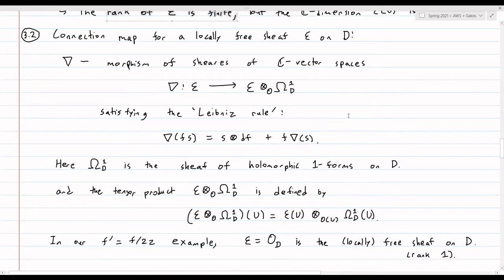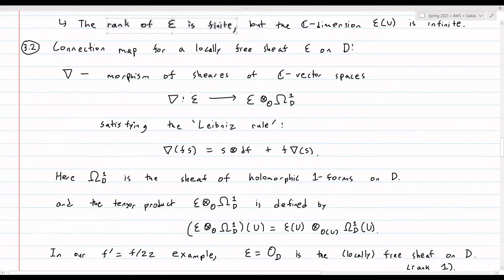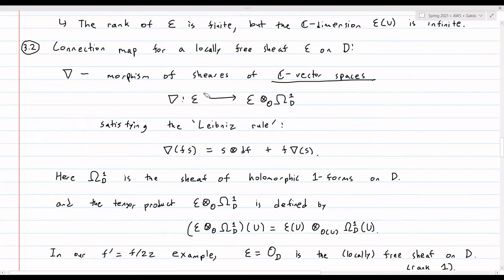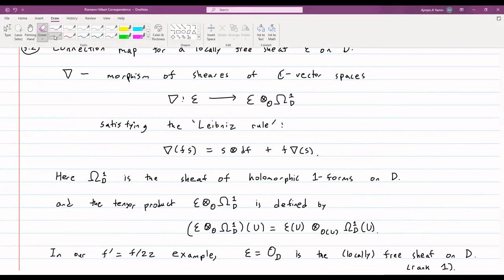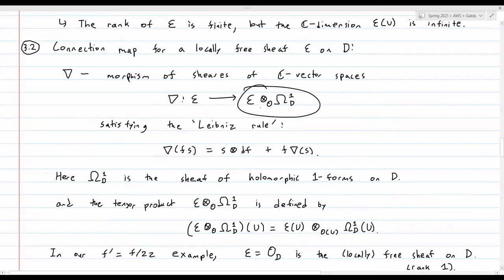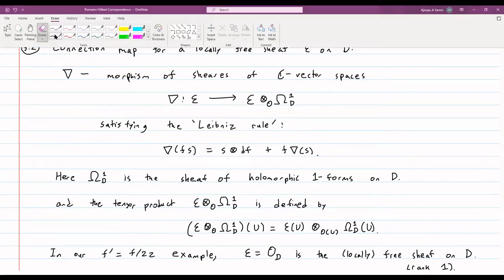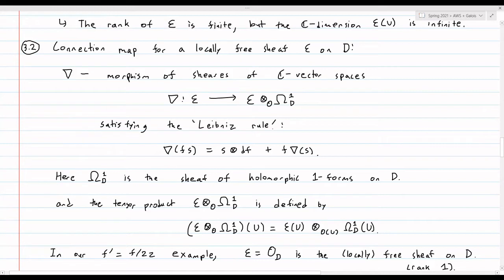Okay, and then a connection map for a locally free sheaf E on D is going to be a morphism of sheaves of complex vector spaces. Remember, E is a sheaf of O-modules which is locally free, but it's also a sheaf of complex vector spaces by what I just said. So I can interpret the left-hand side as a sheaf of complex vector spaces, and I can interpret the right-hand side as a sheaf of complex vector spaces. I'm going to explain what this right-hand side means in a bit. It's a morphism of sheaves of complex vector spaces satisfying the Leibniz rule, which is this formula here.